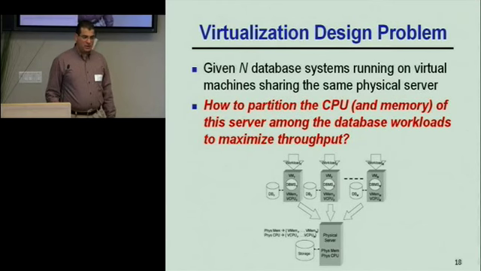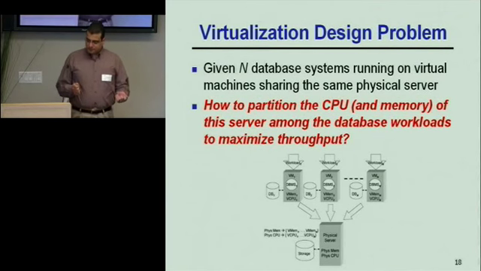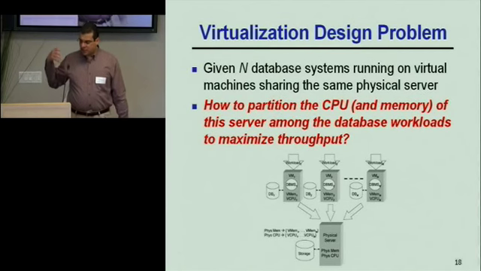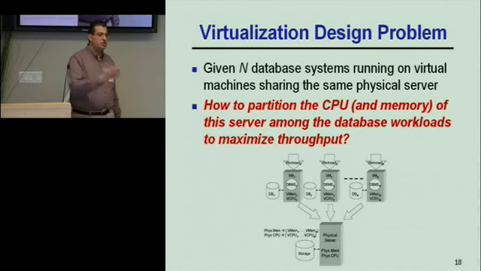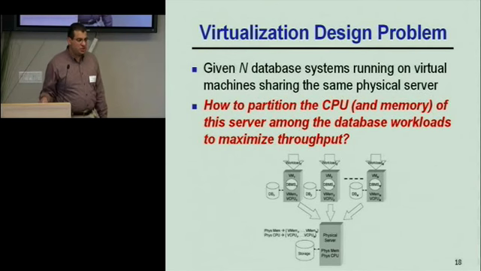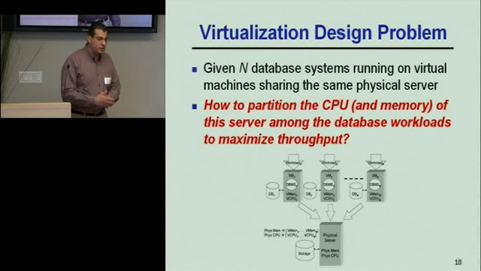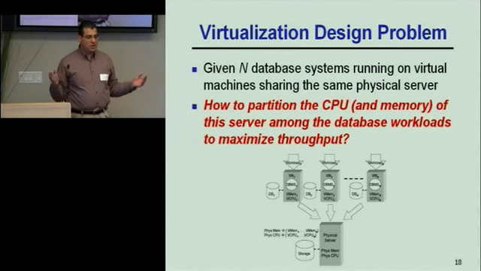Okay? And the virtual machine monitor allows us to partition the resources of this physical machine among the different virtual machines. The simplest thing you can do is to just give each virtual machine an equal share of resources, an equal share of CPU, an equal share of memory. The question we're asking here is, can we do better? What's the best way of partitioning the computing resources of a machine, the CPU, the memory, among different virtual machines running database workloads to get the maximum throughput?